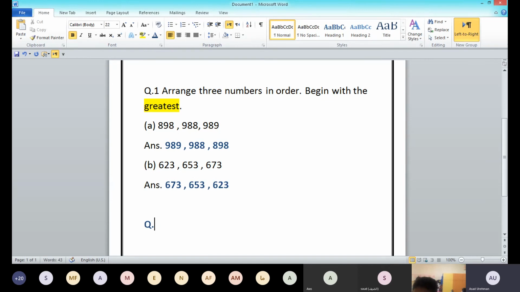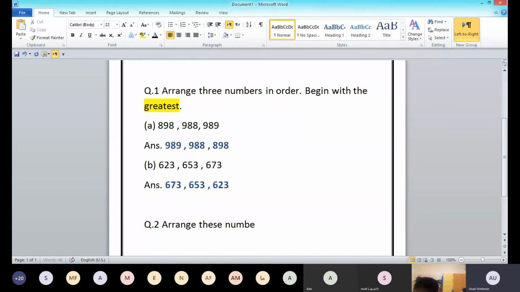Now I'm going to write question number 2. I am in B. Class, any problem up to here? Can you do question number 2? No.